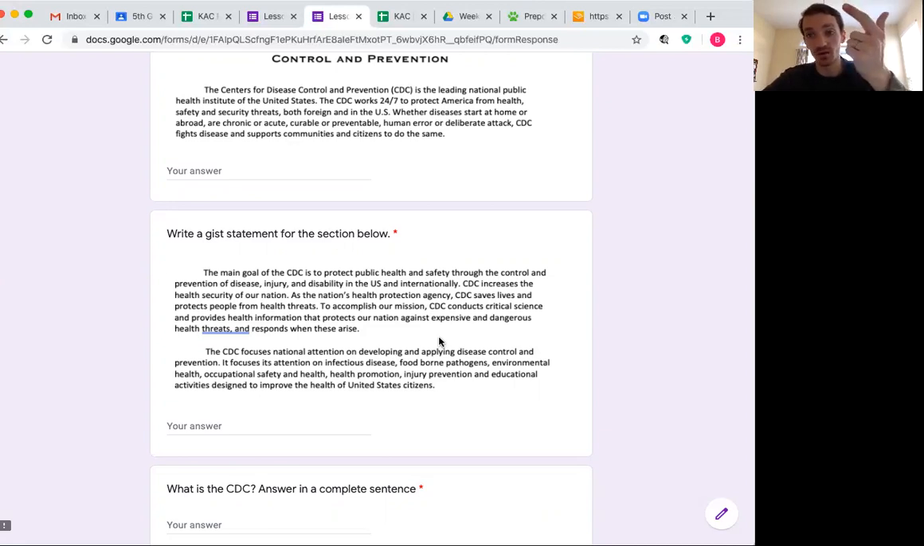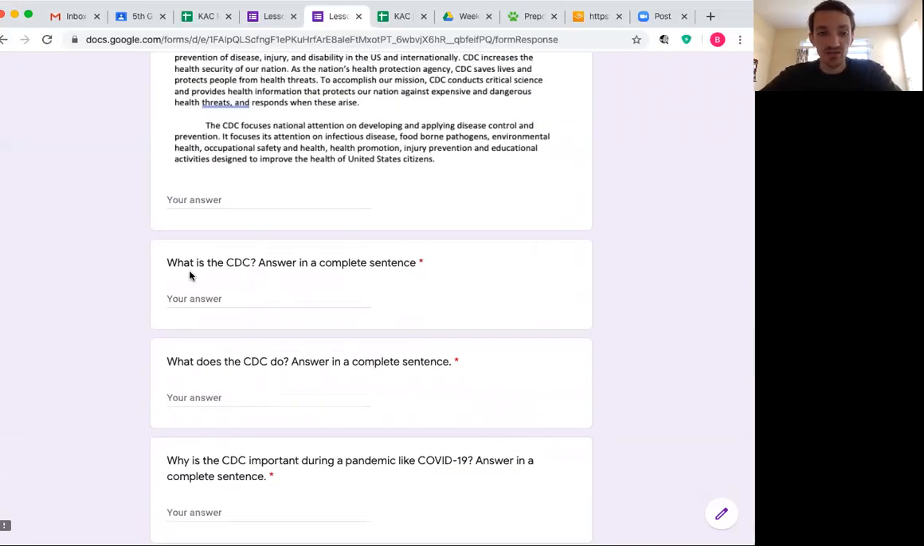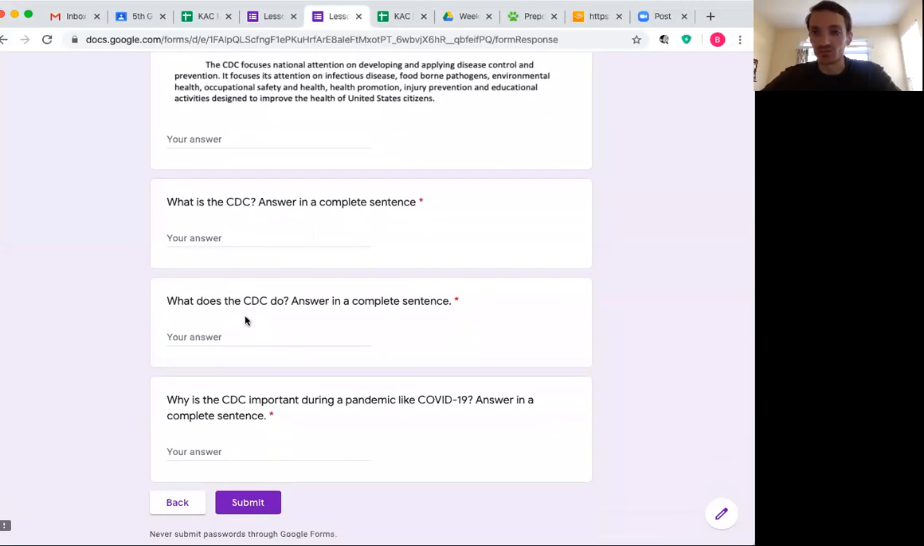Who, what, where, when, or why. Write your gist. Couple questions on this text. What is the CDC? Answer in a full and complete sentence. Go back into the text, find what the CDC is, and tell me. What does the CDC do? Answer in a full and complete sentence. Go back into the text, find what it says, and tell me.